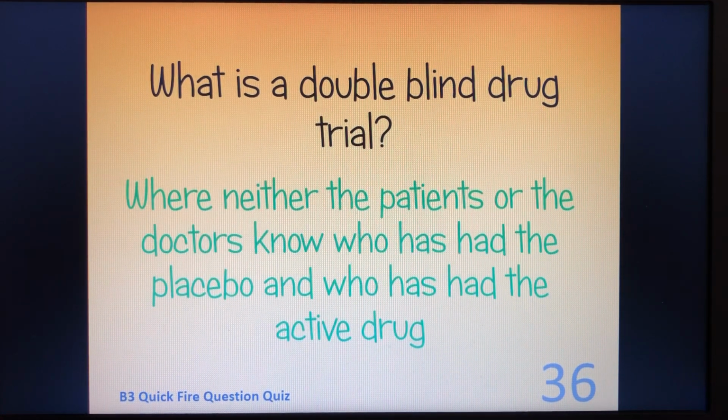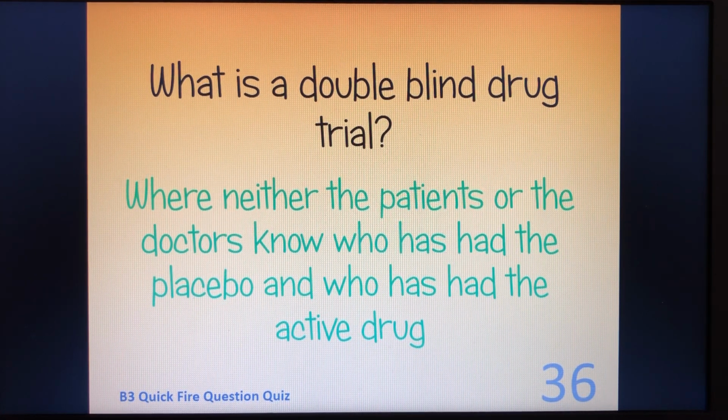And the answer is where neither the patients or the doctors know who has had the placebo and who has had the active drug. If we have a situation where the people who are testing the drug, the doctors, designed that drug, then they could influence the results if they knew who had had the drug and who had the placebo. So if they don't know, they can't influence, they can't bias those results.